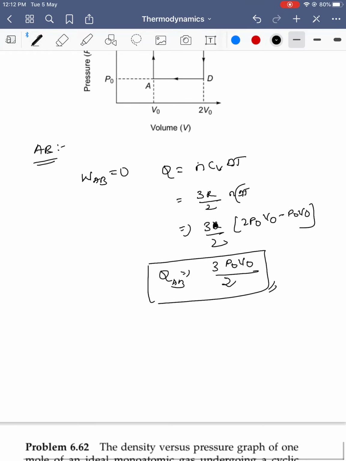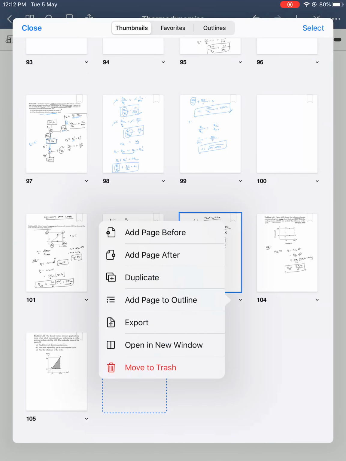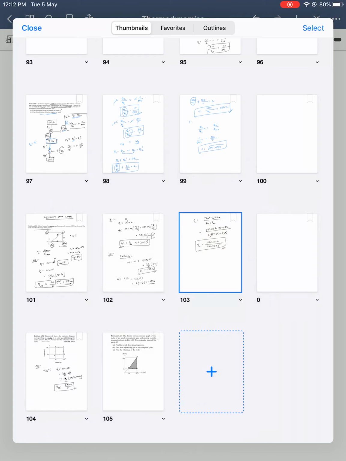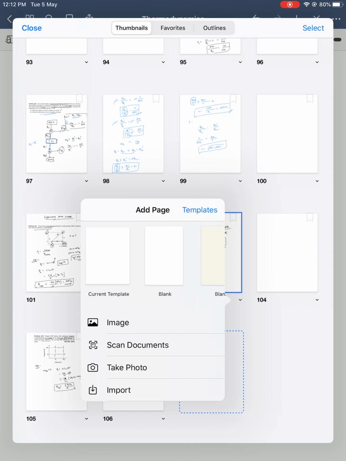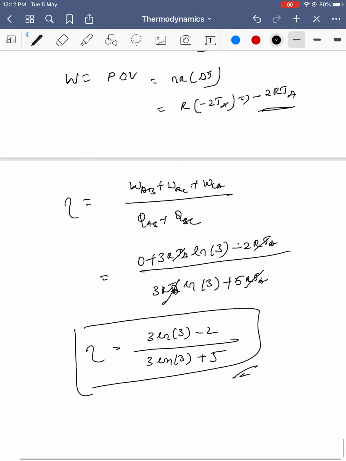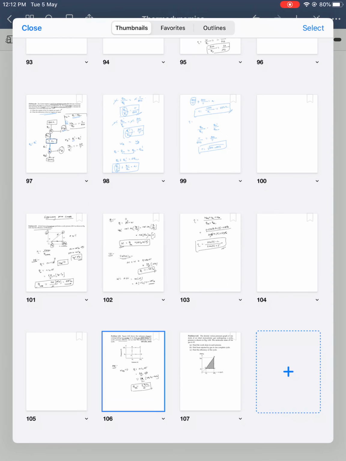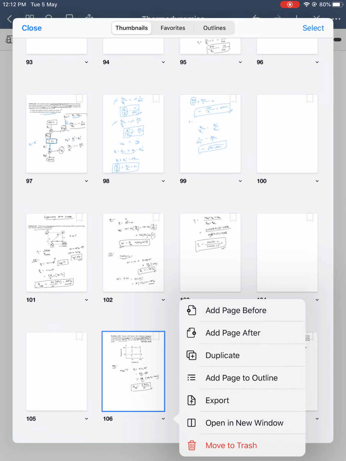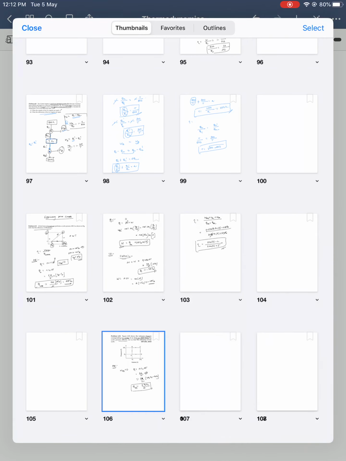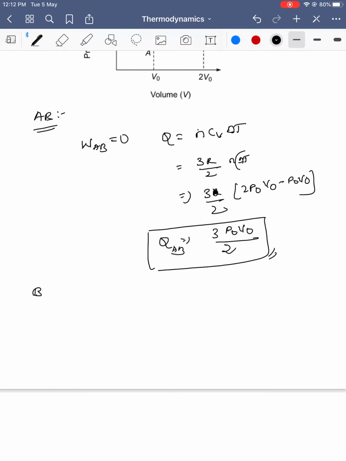Next, Q in the process BC. Wait a minute. These are little lengthy questions, but surely they will ask one or two questions on this. Heat is added in different places. Okay, QAB we got. Next, BC process.